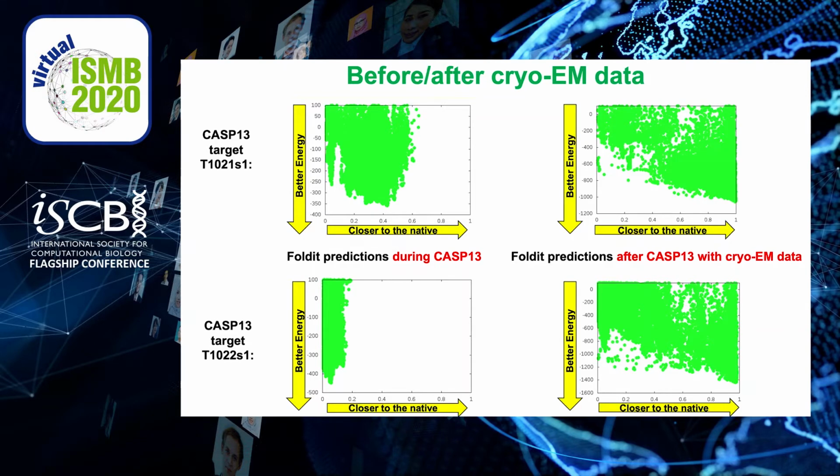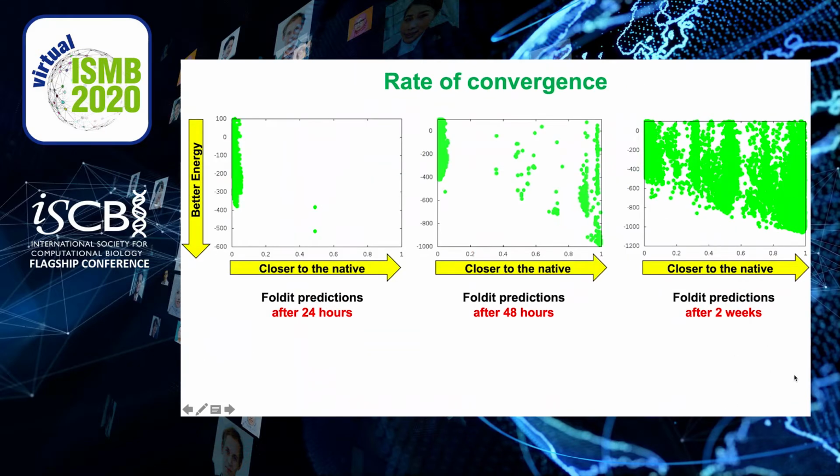Whereas after CASP, but still before the native was released, Foldit players were easily able to fit the cryo-EM data to match the native state. You can see that there are many Foldit predictions that adopt the correct fold of the solved structure. Not only that, but the players converged on these correct topologies very quickly.